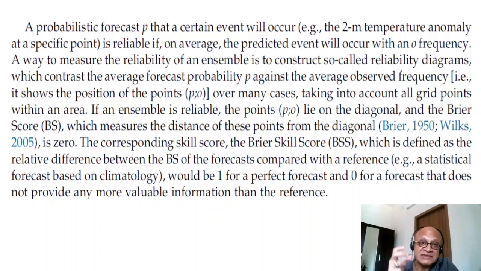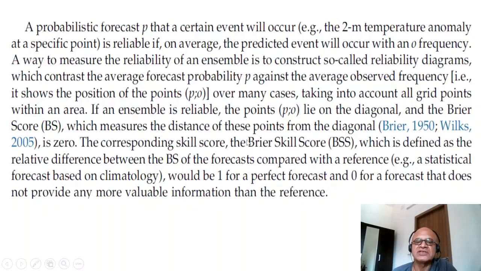So the model has a grid size in which it is computing everything, and the meteorological feature like the 2-meter temperature anomalies over a region, so you average over the whole region. If an ensemble is reliable, the points (P, O given P) lie on the diagonal, which we will see in the figure, so there will be a one-to-one match if the model is perfect. The Brier skill score, which measures the distance of these points from the diagonal, is 0. Okay, so there is a Brier score, and then there is a Brier skill score.